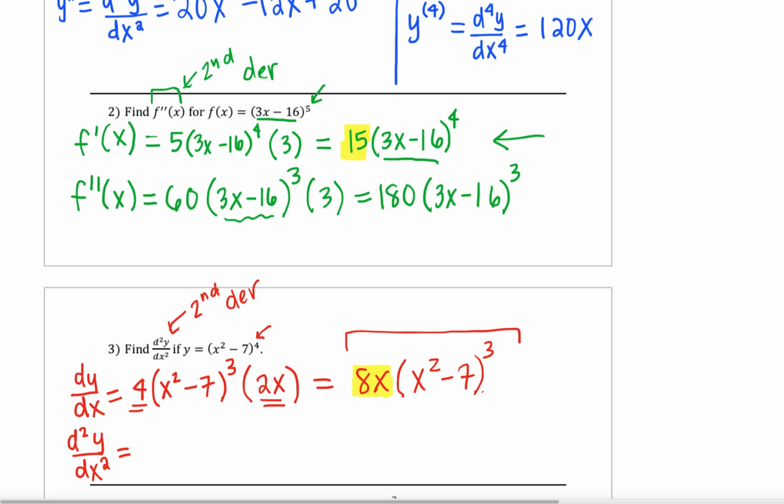So in this case, we actually first need to start with the product rule, and then when we differentiate the cubic piece, we will use the chain rule. The product rule says we take the derivative of one function at a time. So the derivative of 8x would give us 8.